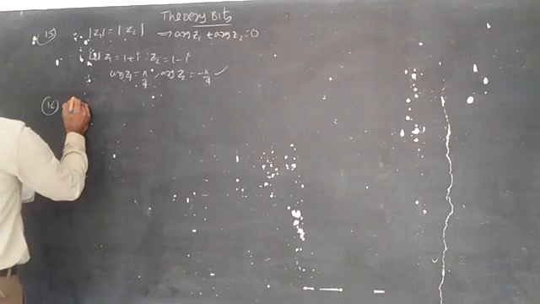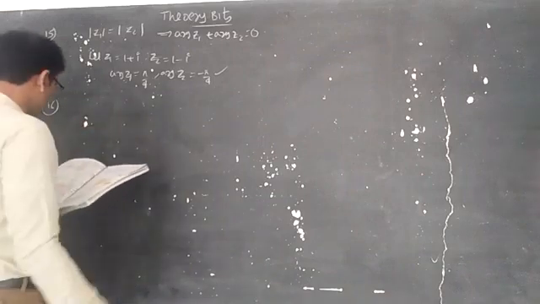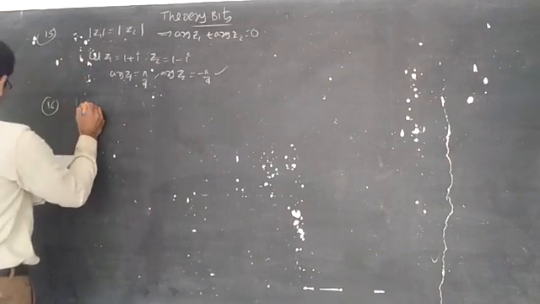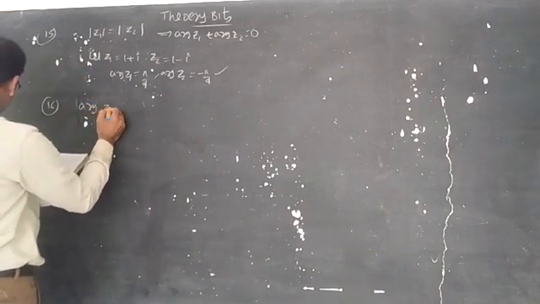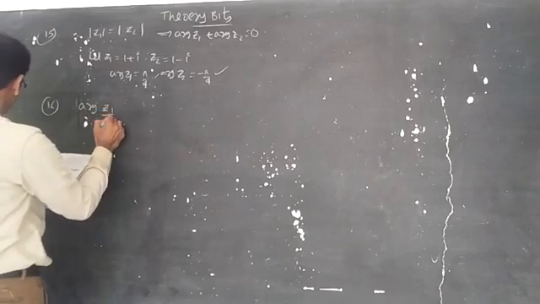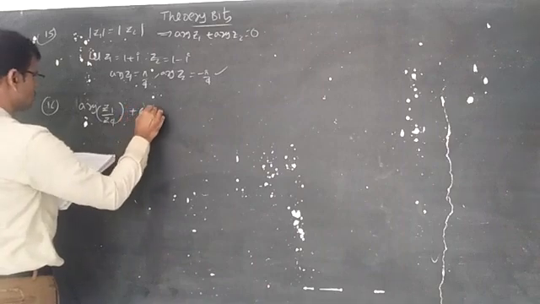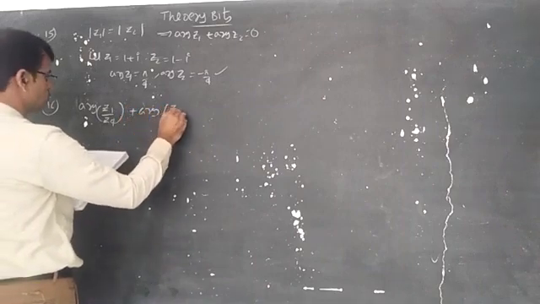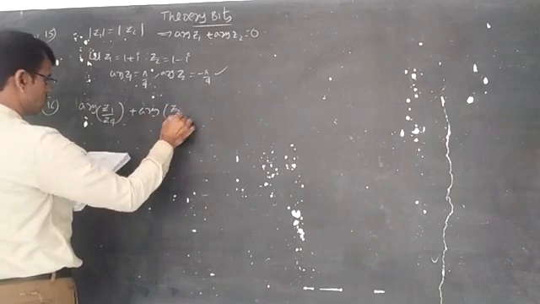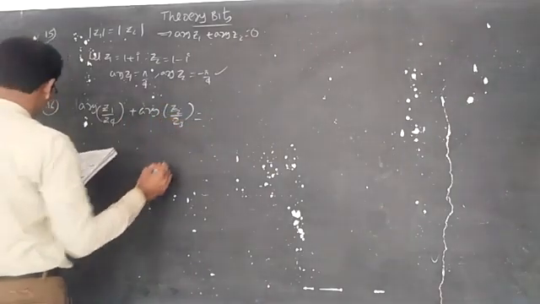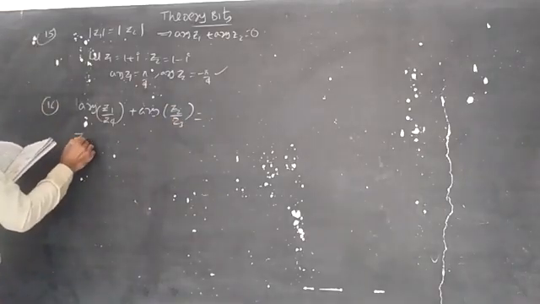Z1, Z2, Z3, Z4 are two pairs of conjugate complex numbers. Argument of Z1 by Z4 plus argument of Z2 by Z3 is equal to dash. Z1 and Z2, Z3 and Z4 are conjugate complex numbers.